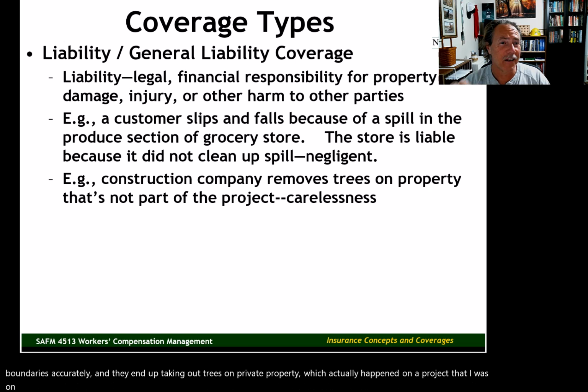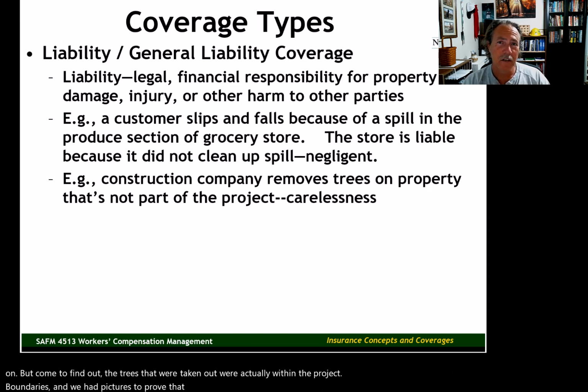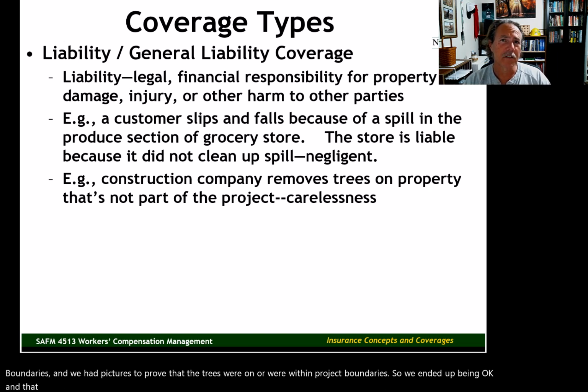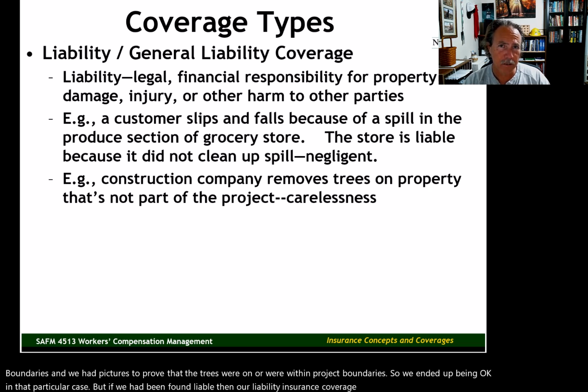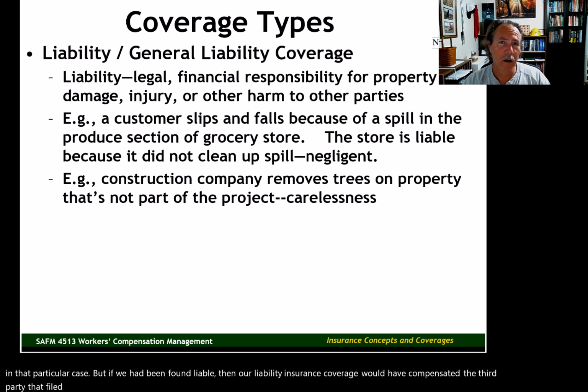But come to find out, the trees that were taken out were actually within the project boundaries, and we had pictures to prove that the trees were within project boundaries. So we ended up being okay in that particular case. But if we had been found liable, then our liability insurance coverage would have compensated the third party that filed a claim against us.